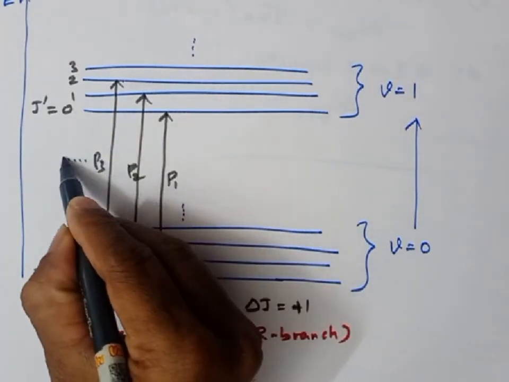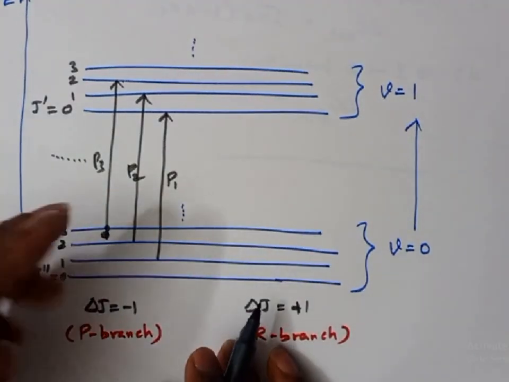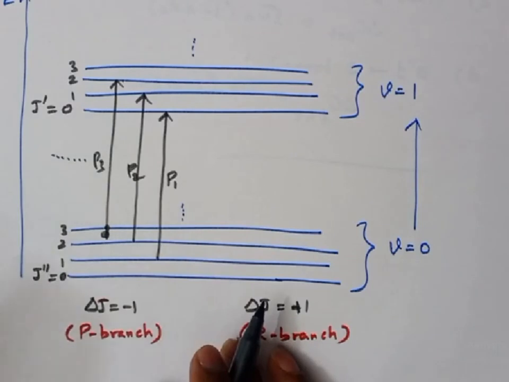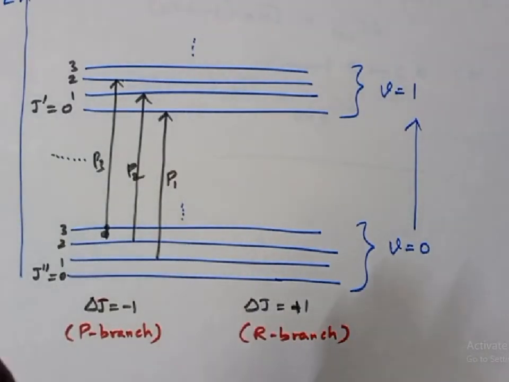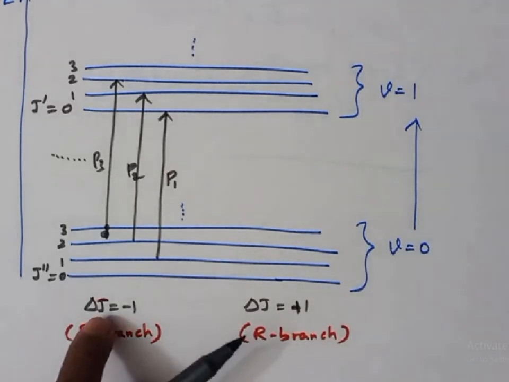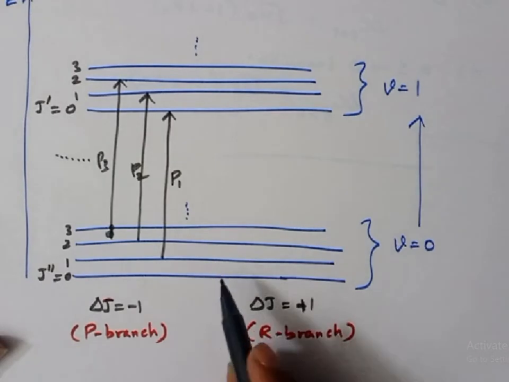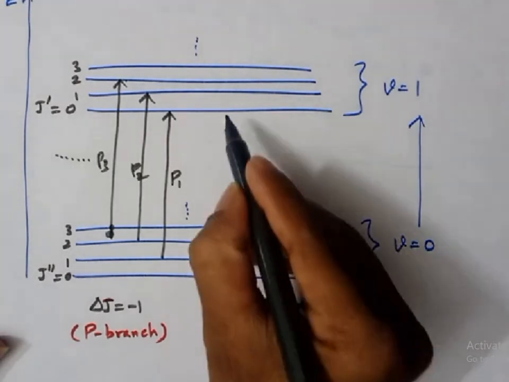Like that, we have many lines, right? You will get P1, P2, P3, P4, P5, P6, etc. Many P lines will appear closely, so it is called a P branch. Is this clear? Because of the selection rule, you will get this branch. Are you able to follow? Yes. Good. Now, similarly, for the R branch, I'll start from 0.